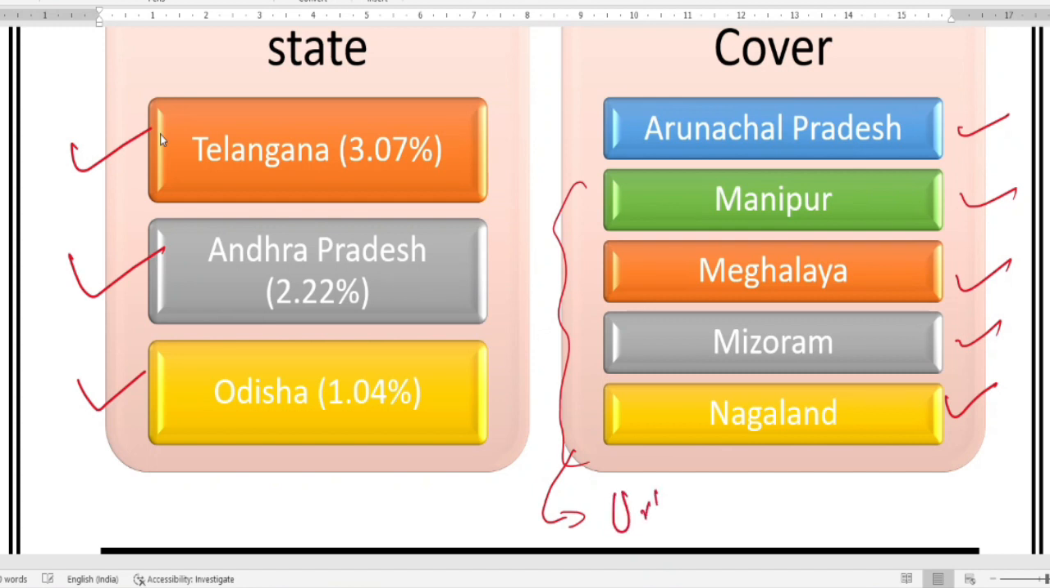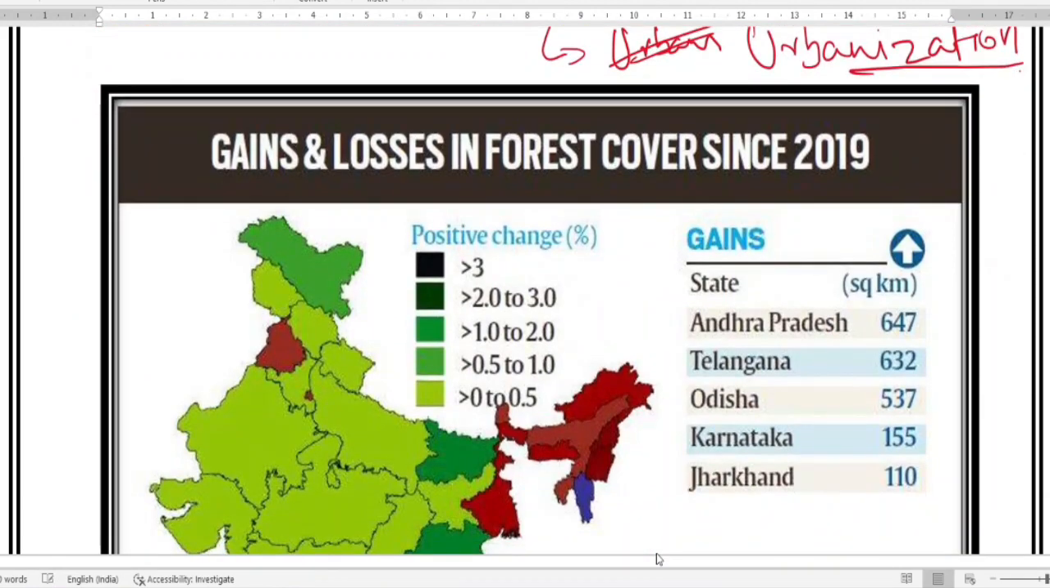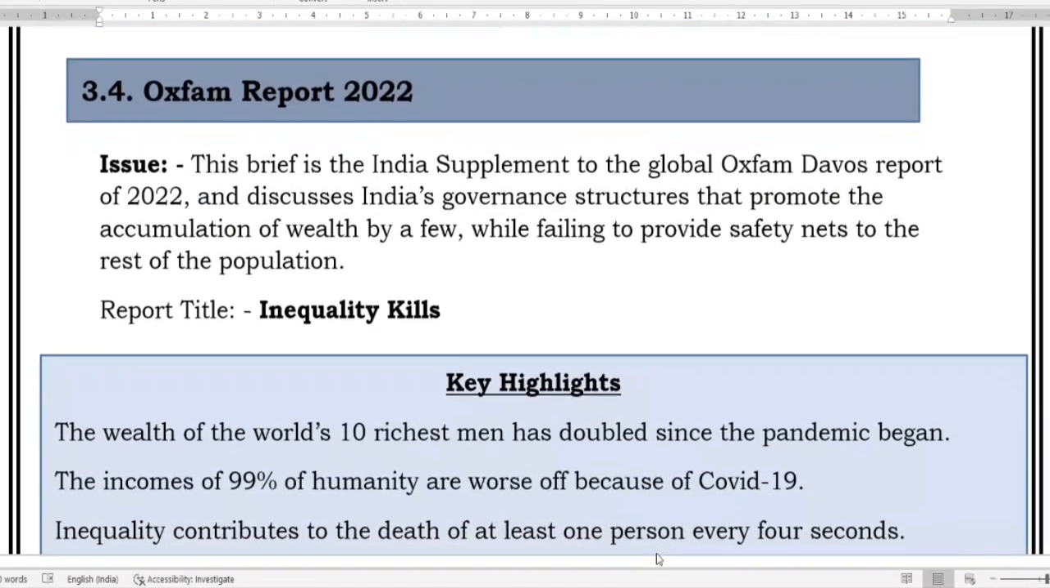Why? Because of urbanization. Pardon my handwriting. Because of what? Urbanization. Let's move forward so you can have that much there.